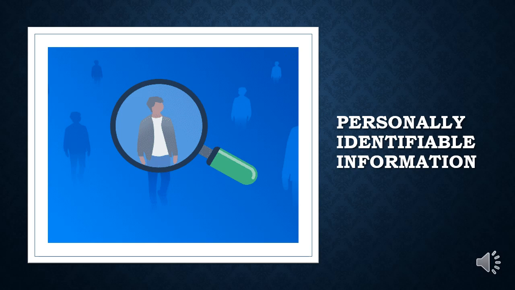Personally identifiable information is defined in the National Institute of Standards and Technology publication 800-122. In short, PII is information that can be used to distinguish or trace an individual's identity or other information that is linked to an individual, such as financial information or employment history. NIST standards are used by the federal government and federal government contractors.